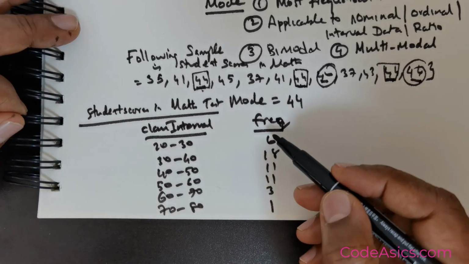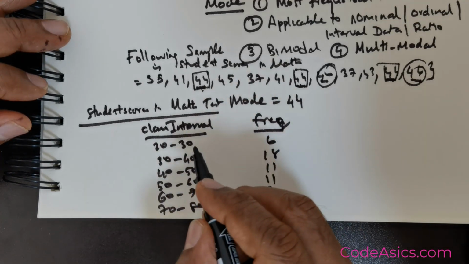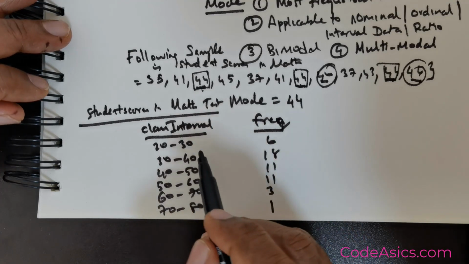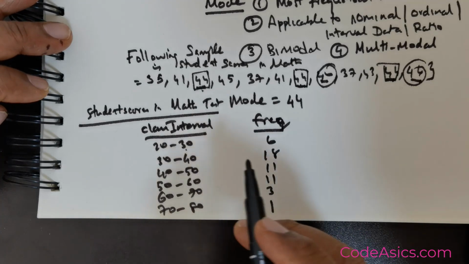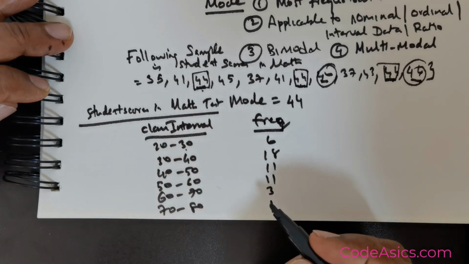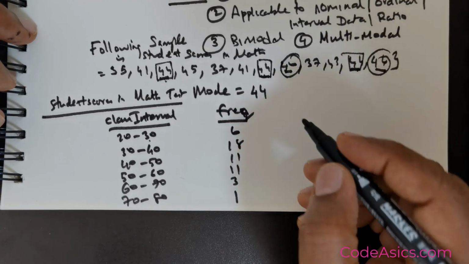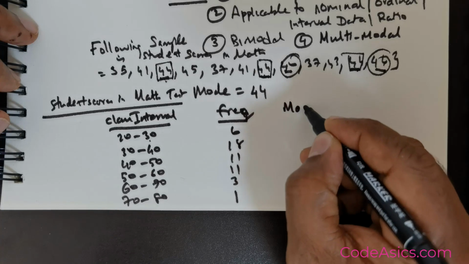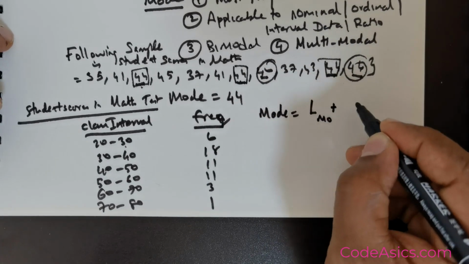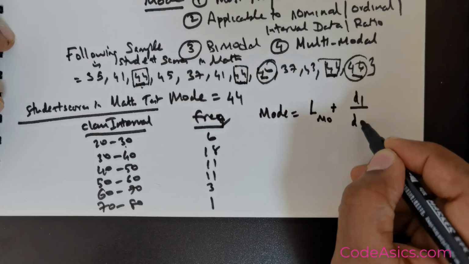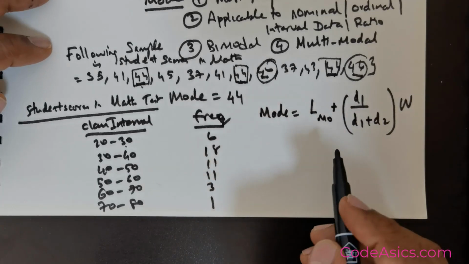So frequency tells us the number of students who have scored the respective marks, and those marks are present in this class interval. Having given you that information, what we need to do is find out the mode. To get the mode, we first have to write down the formula. So mode is equal to LMO plus D1 divided by D1 plus D2 times W. This is the formula we will have to use.